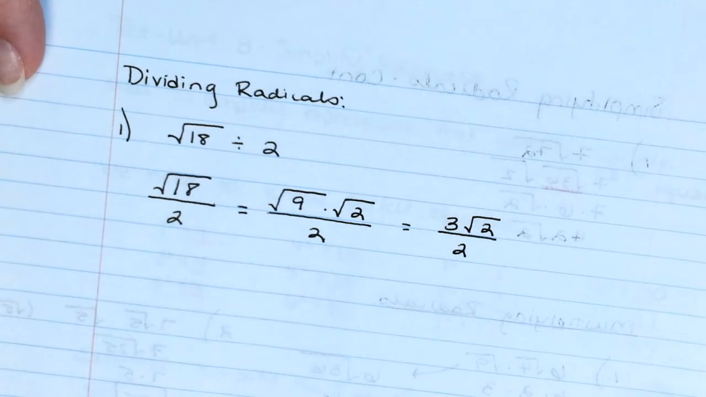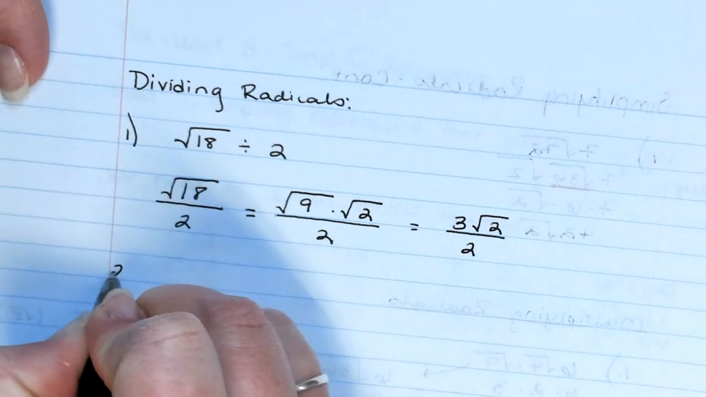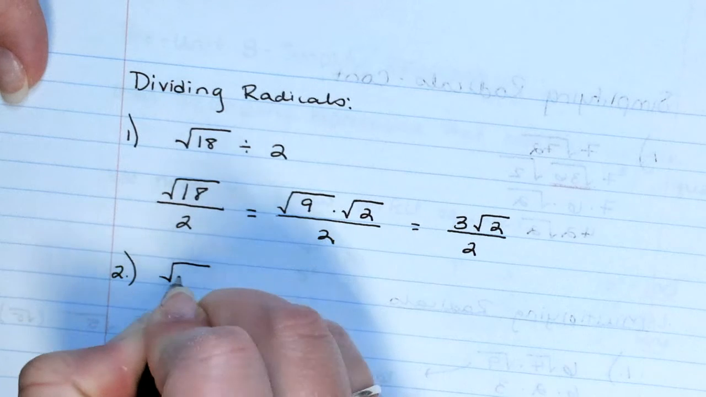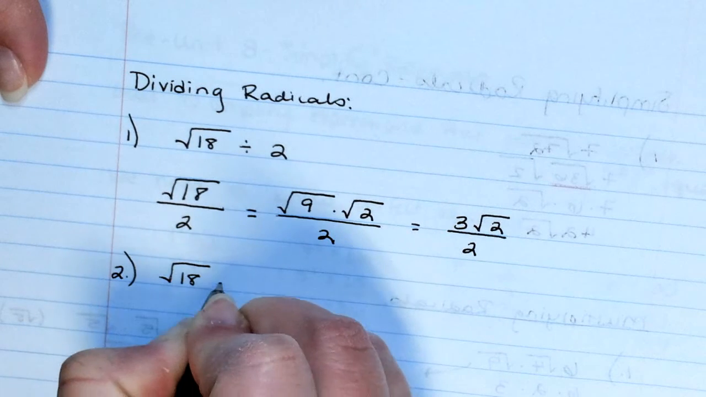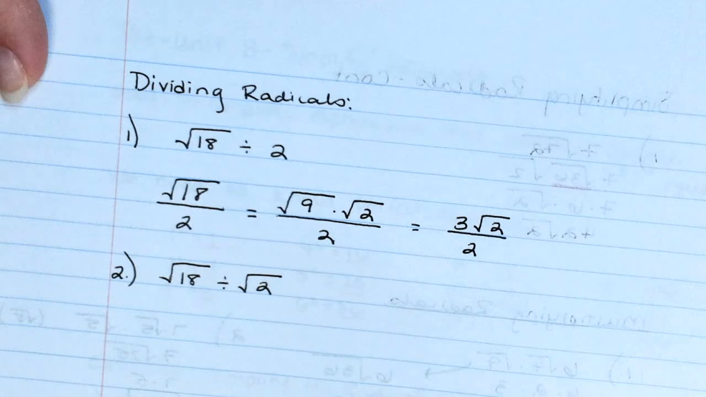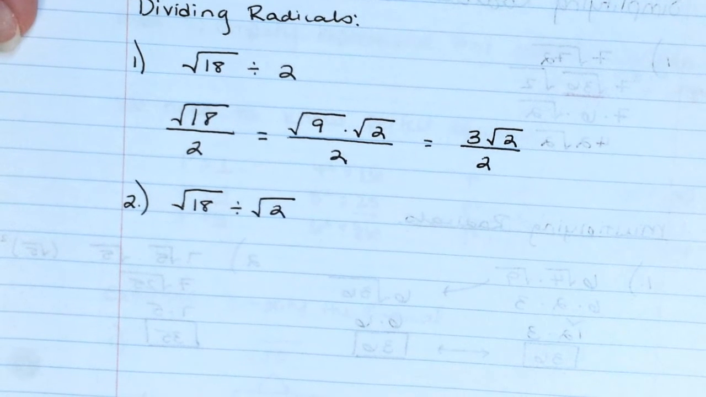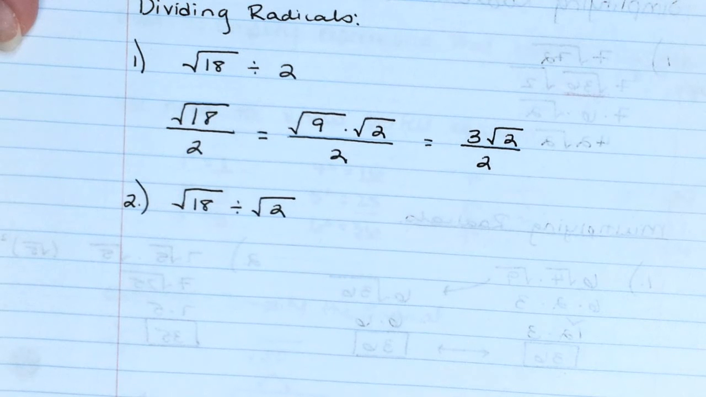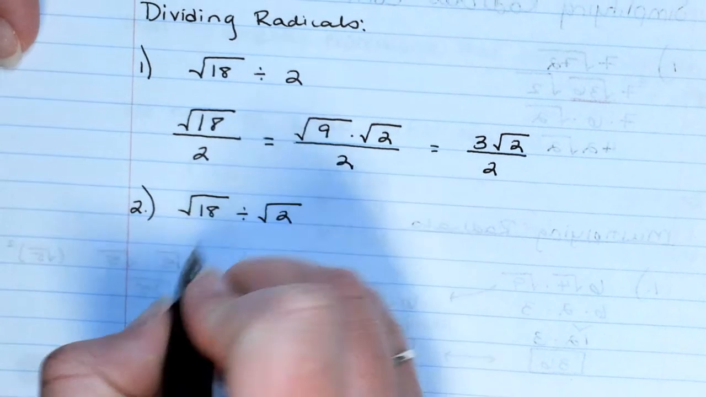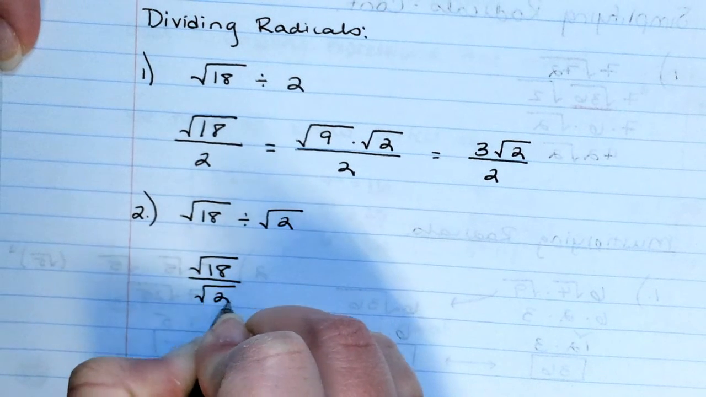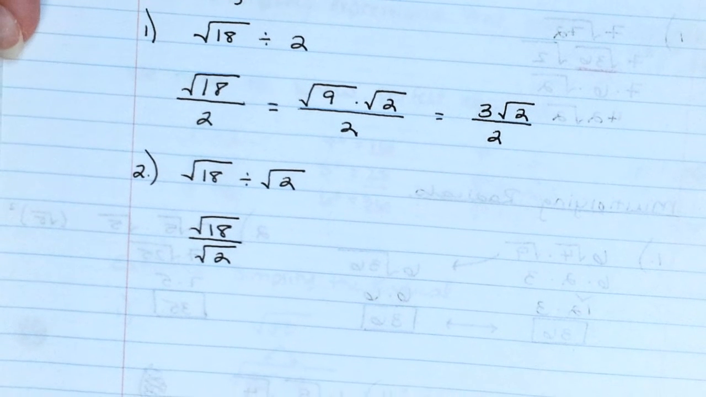Is that okay? All right, let's try another one. Square root of 18 divided by the square root of 2. Do I like a division sign? No, let's just put it as a fraction. What do you think we could do now?